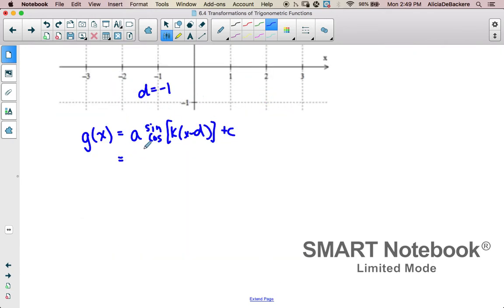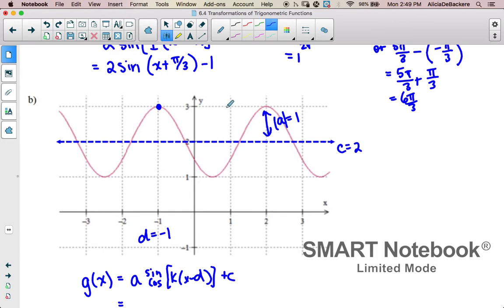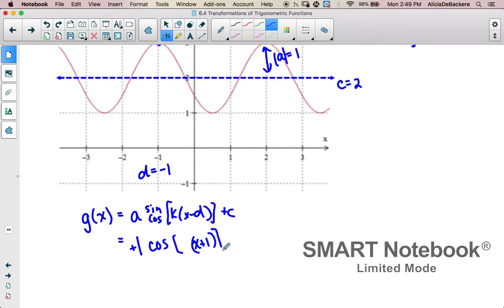All right, so we've decided that our a value is 1. I need to figure out if it's positive or negative, though. So if I start at a maximum, I'm looking at a cosine curve. And if I start at a max and then dip down, that's a positive cosine curve. It hasn't reflected. So I've got a positive cosine curve, so it's +1, and then cos, and you don't have to write +1, you could just dive right into cos. Then we need our k value, and then I'm going to see an x plus 1 for my d, and then c is +2.